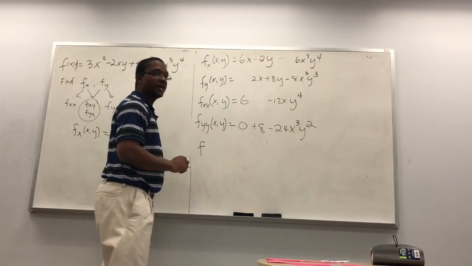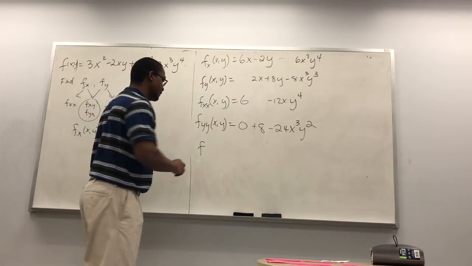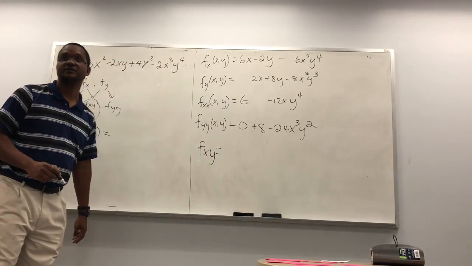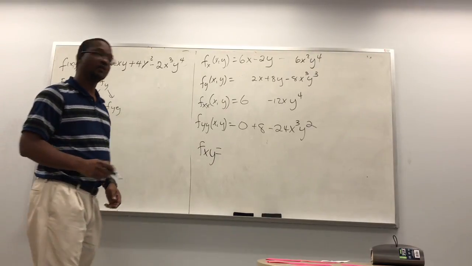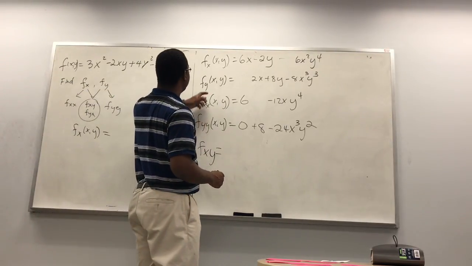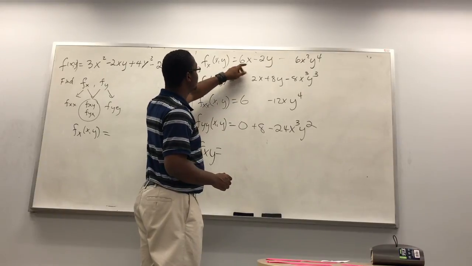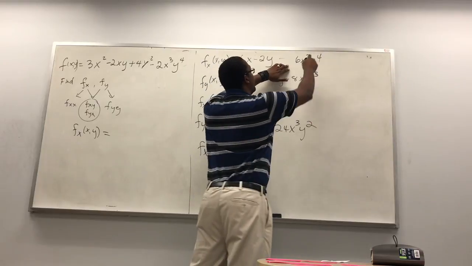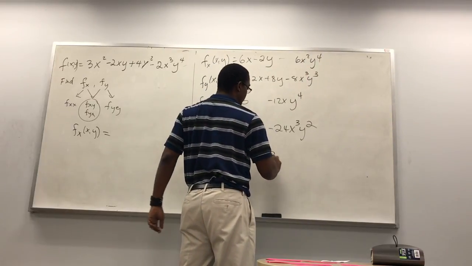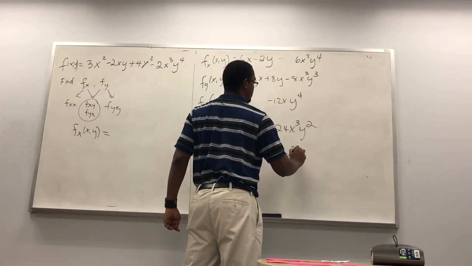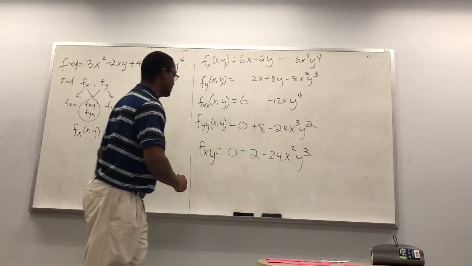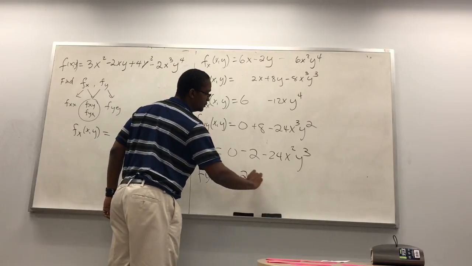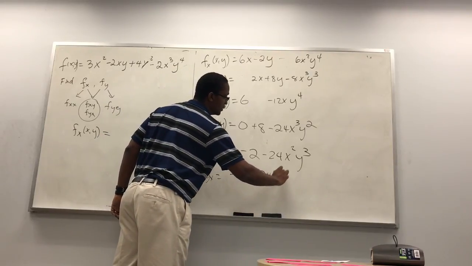Okay, last one. Which one do you want? F of x, y, or f of y, x? F of x, y. We're not doing the other one because we know once we have this, we have the other one. So we need to do one of them. Derivative with respect to y: that's a 0, that's a minus 2, and y times 6 is 24 x squared y cubed. So therefore, f of yx will also be minus 2 minus 24 x squared y cubed.